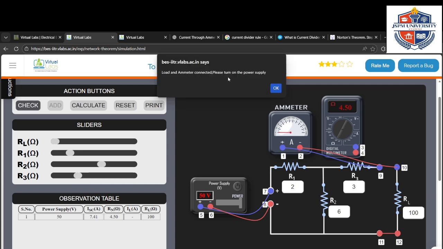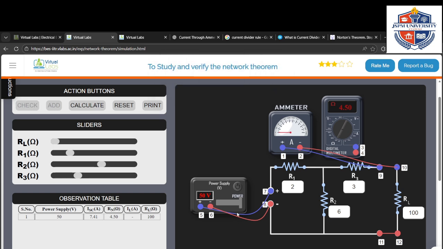Please turn on the power supply. So we are going to turn on the power supply. Already we have given 50 volt. Then we are observing the ammeter value, the current which is connected in series with the load. We have to observe it through the tabulation, so we have to add again. We get the value of 0.32 as the load current. But in your calculation, you will get 0.35.